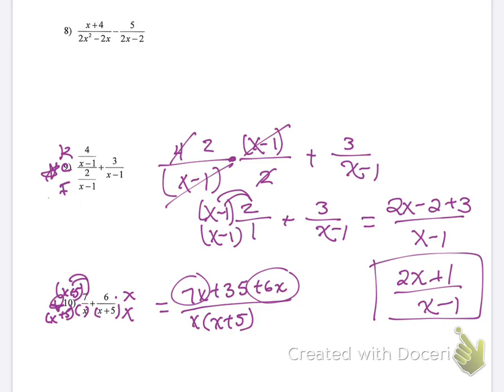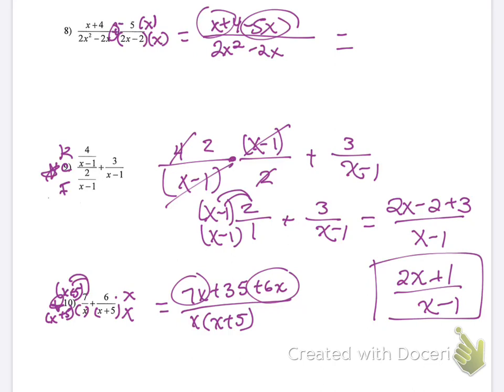Okay. These are not the same right now, but if you notice, this one is just missing an x, right? They have a 2x, this is a 2x squared. It has a minus 2x, this has a minus 2. So I'm going to do 2 things. I'm looking at number 8 right now. I just need to multiply this then by x. So now they both have a denominator of 2x squared minus 2x. And then on top, what do you have? x plus 4 minus 5x. Right? So then combine these and then write your final answer.